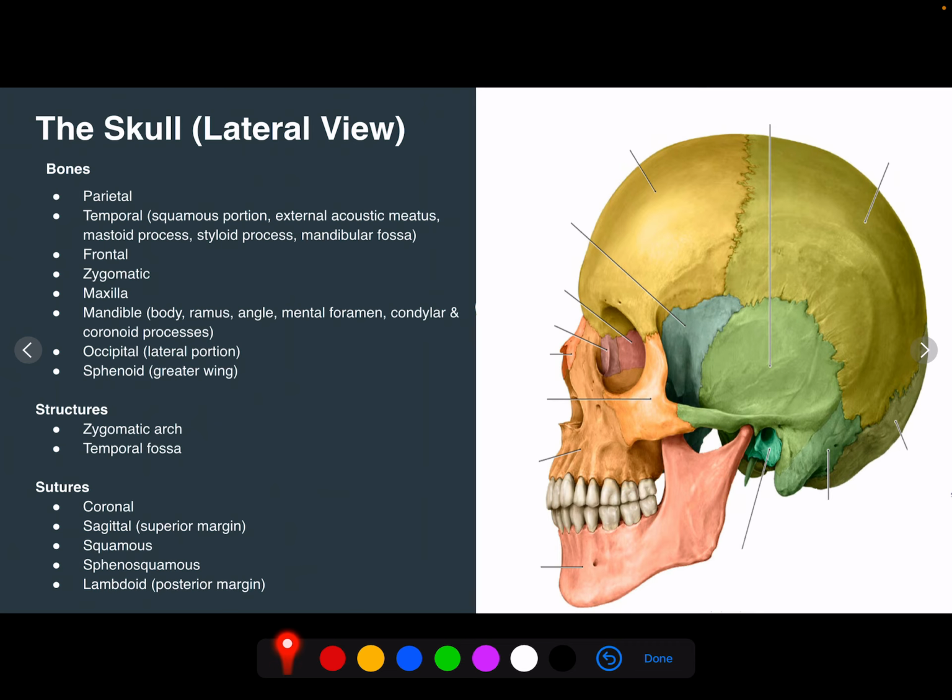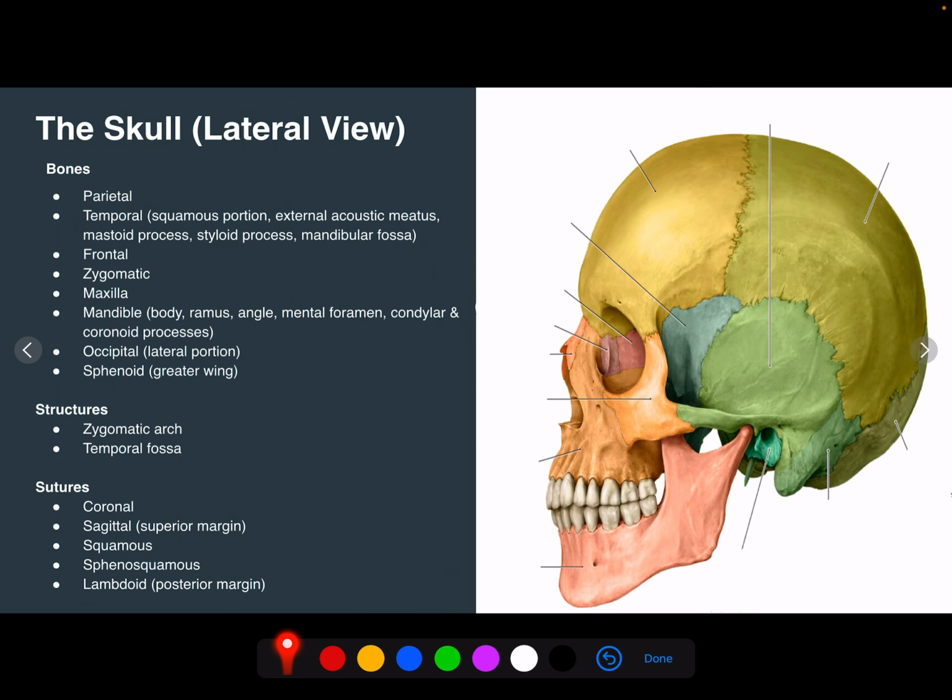zygomatic arch being one of them. And we see the zygomatic arch here. And that zygomatic arch is the bony arch formed by the temporal process of the zygomatic bone, and then the zygomatic process of the temporal bone. Okay, so we have the temporal process of the zygomatic bone, and we have the zygomatic process of the temporal bone.